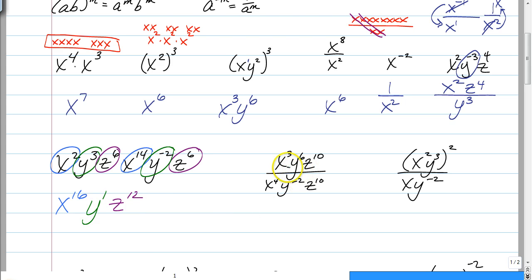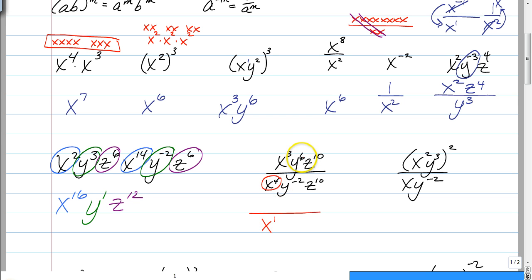So let's do this. Next one, we've got x cubed on top, x to the 4th on the bottom. So if you think about a tug of war, here's a little shortcut. You don't have to do 3 minus 4 and call it negative 1. Just find where the bigger one is. There's more x's on the bottom. So 4 minus 3 is 1, so x to the 1.